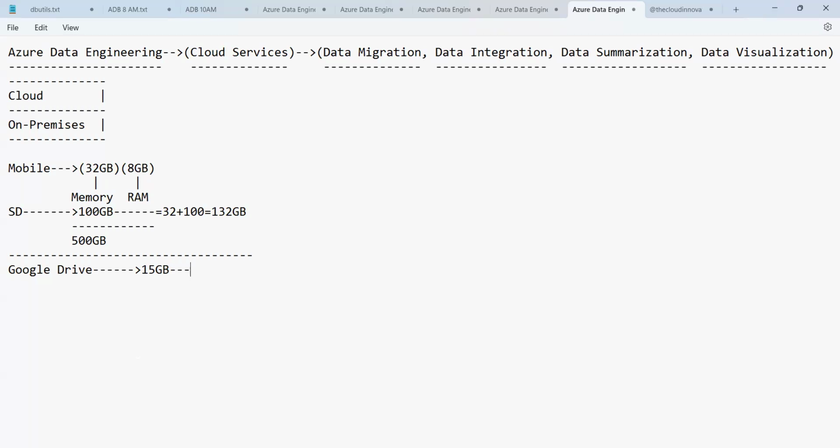But you can expand it to save the data. We can expand it to save the data up to the maximum extent you want. So here you have a Google Drive, and 15 GB is the default.